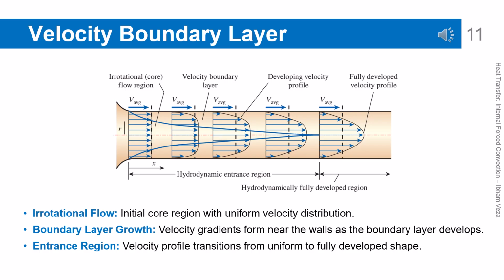Velocity boundary layer development. In flow entering a pipe, the core region is initially nearly irrotational, with a relatively uniform velocity distribution. The velocity boundary layer starts to develop from the wall due to viscous effects. The velocity profile gradually changes along the flow direction. After a certain distance, the profile no longer changes and reaches the fully developed condition. For laminar flow, the final profile becomes a stable parabolic shape.